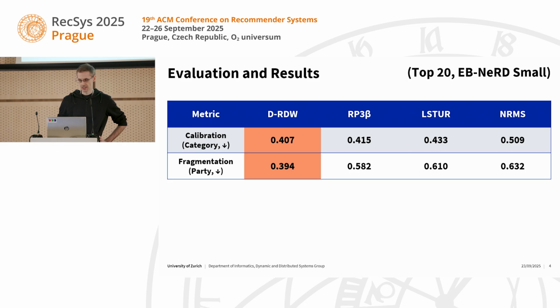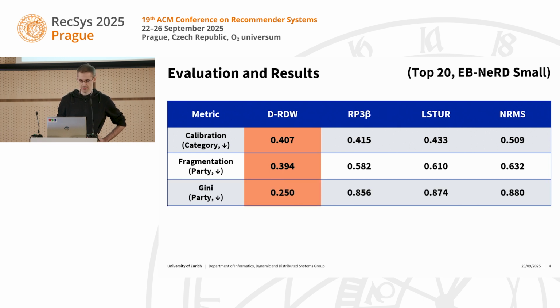If we look at fragmentation, a large value means every user is in their bubble, reads the articles, and only they see the article. A low fragmentation value means that there's a shared item pool that your entire user base reads. We actually also see that with DRDW, the fragmentation goes back. We see that more and more people engage with more and more content.